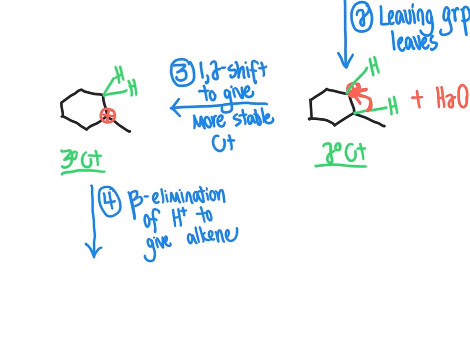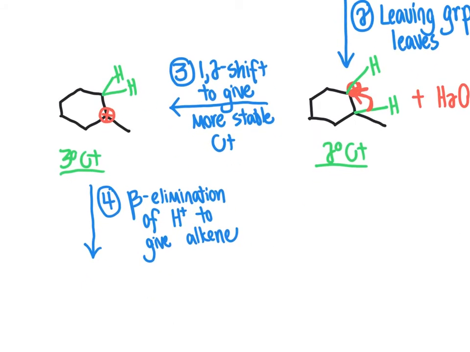And the beta elimination occurs due to a base grabbing that proton. So we're thinking here now of the tertiary carbocation acting as the acid. Particularly, it's going to be the hydrogens outlined in green there that will act as the acidic hydrogens. And we'll have a base come in and grab those.